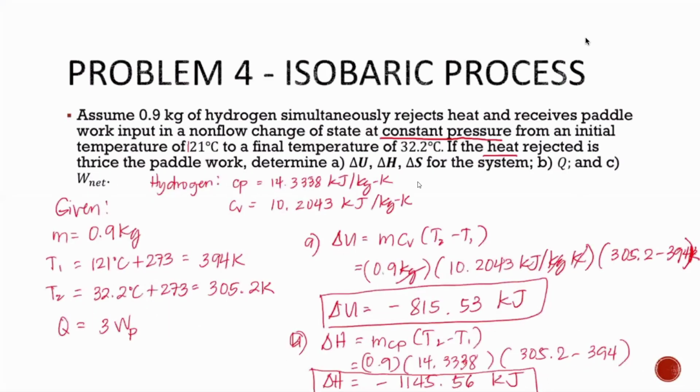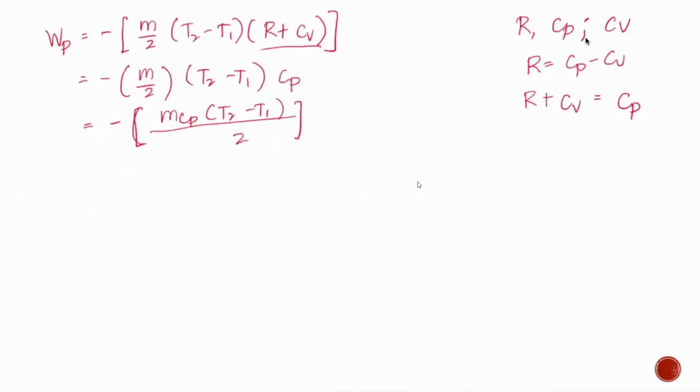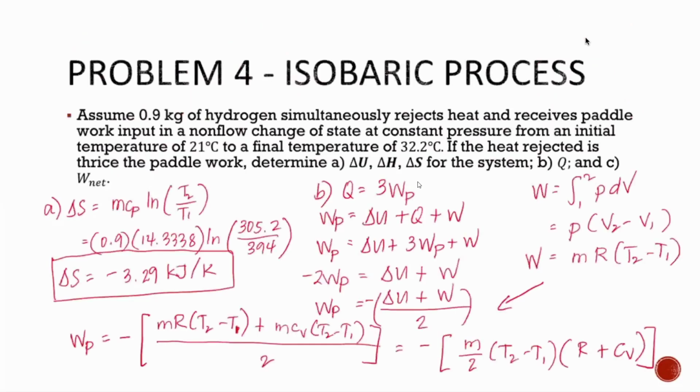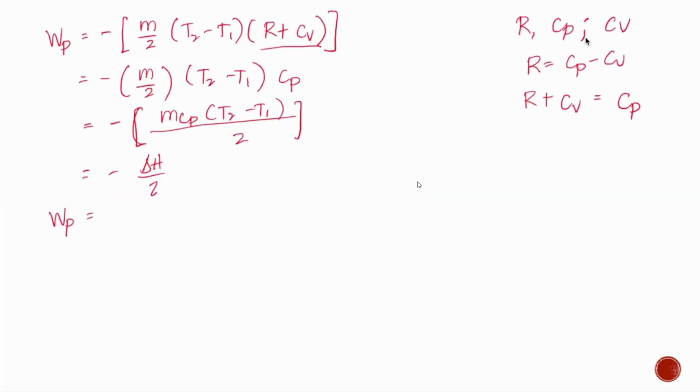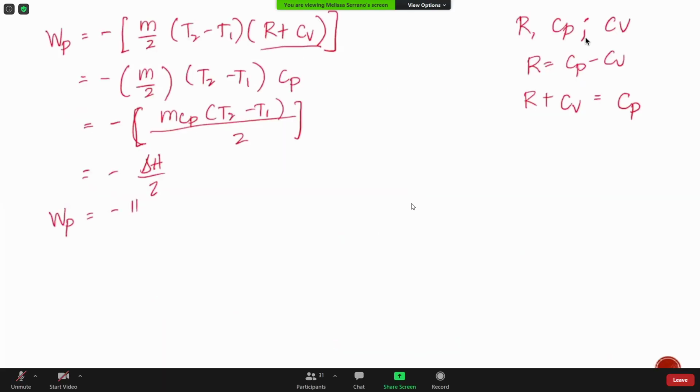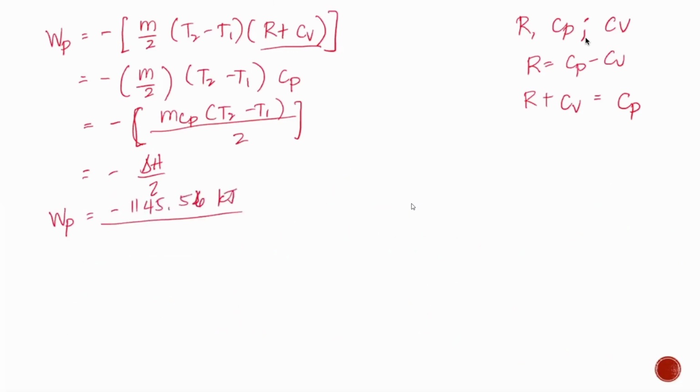Nakuha na ba natin delta H? Nakuha na natin yan, yun, the letter A. So, equal lang pala siya dun to delta H over 2. Hindi mo na kailangang mag-solve ng bago. So, ano yung given nakuha natin kanina na delta H? Negative 1145.56 kilojoules over 2. So, ito yung paddle work natin. What is the value? Negative.